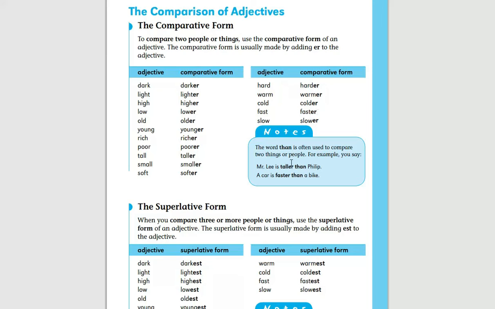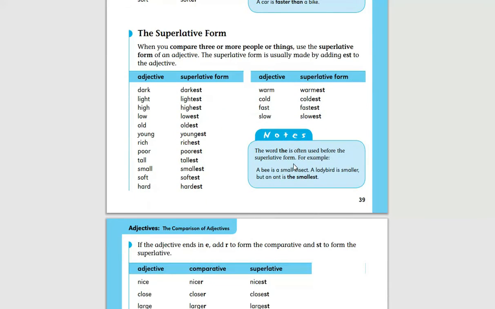Okay, next we go to the superlative form. The superlative form is used when you compare three or more people or things. Use the superlative form of an adjective. The superlative form is usually made by adding est to the adjective. For example, dark. So the superlative form is darkest, light, lightest, high, highest, low, lowest, young, youngest, and other examples. Add est to the adjective.